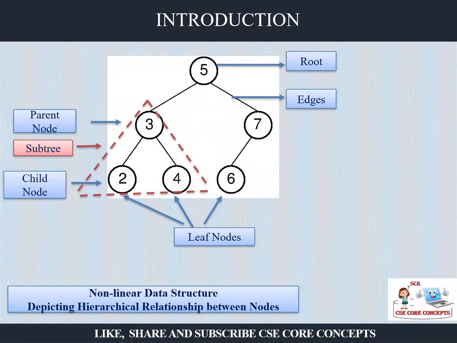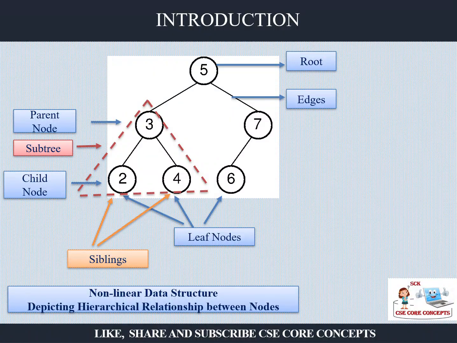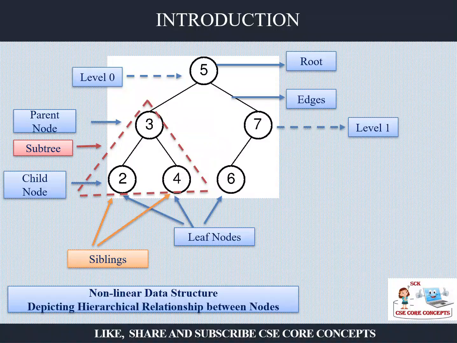Now the nodes which do not have further children are called leaf nodes. They do not have any more children. If two nodes originate from the same parent, they are called siblings. In this case, 2 and 4 are siblings of each other. Now the levels of the tree: the root node is at level 0, then comes level 1. In this case 3 and 7 belong to level 1 and level 2 is 2, 4 and 6. If either of 2, 4 or 6 had child nodes, they would come under level 3 and so on.